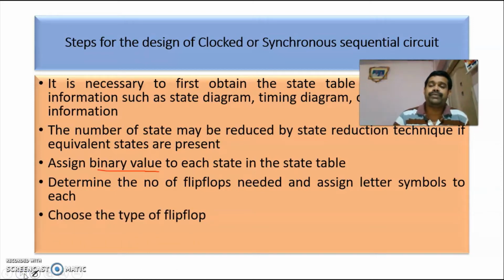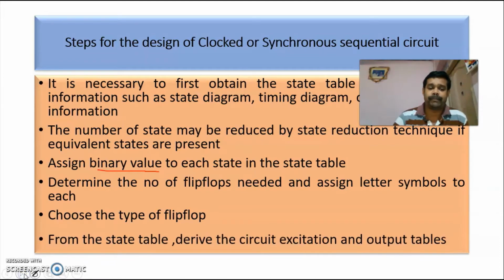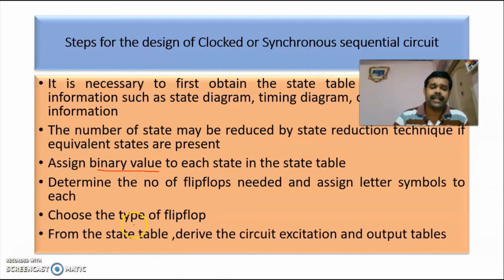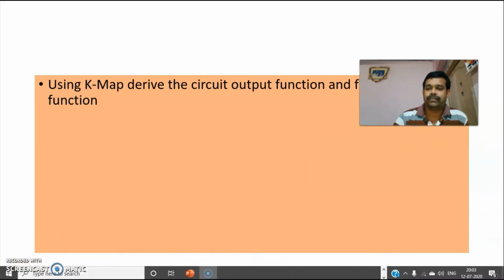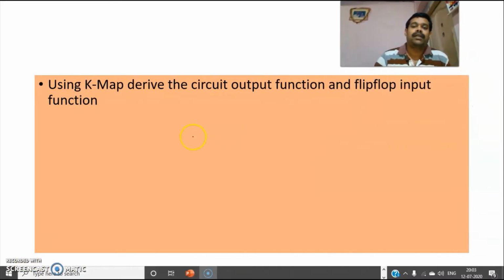Then we have to choose which type of flip-flop we have to use for the particular design. Then from the state table, derive the circuit excitation and output tables. Then using K-map, derive the circuit output function and flip-flop input function.